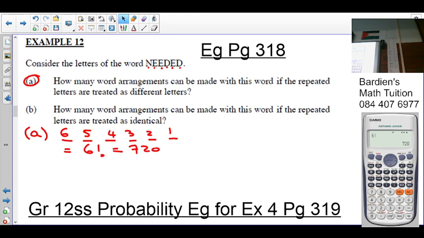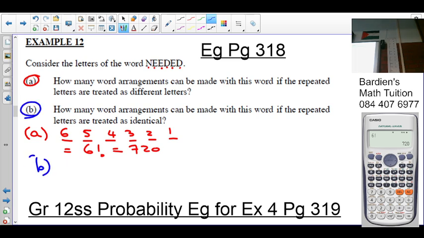That means to say the first D is different to the second D. And the first E is different to the second E, which is different to the third. So if I had to write all these combinations as I did in the first sum, then how many ways could it have been written? 720 ways. You guys understand? Alright.